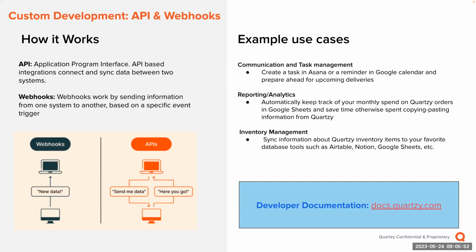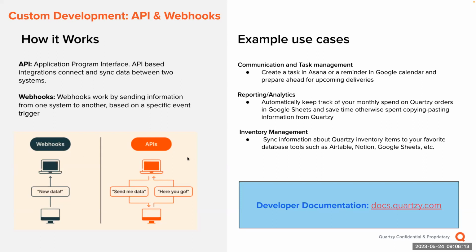So in Quartzy, that event or trigger could be something like a request being marked as ordered, or maybe a new item being added to the lab's inventory. So when that happens, data is automatically sent to the predefined location, and that can be Google Sheets, Slack, Teams, Excel, whatever other tool that you're using in your lab.